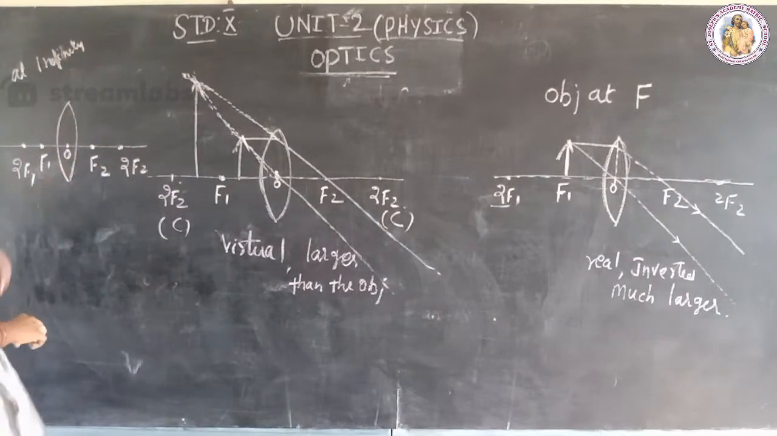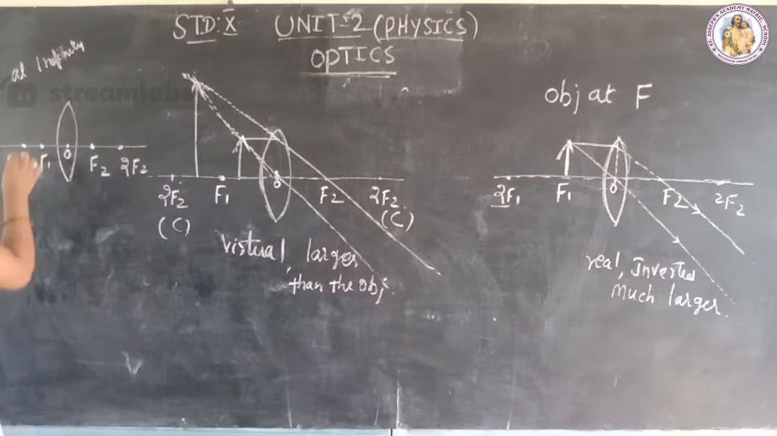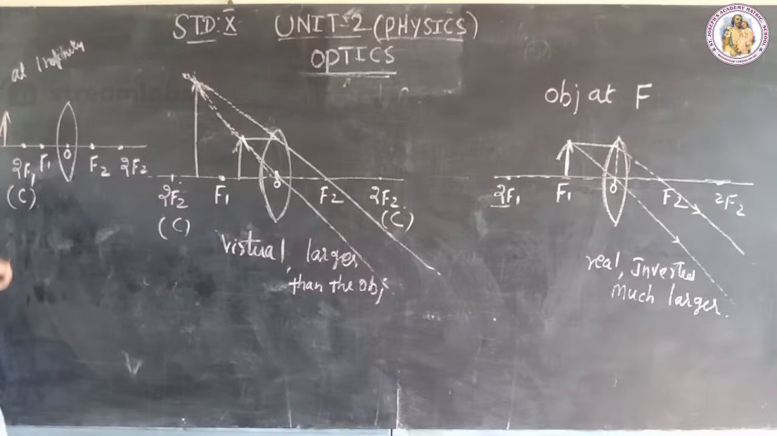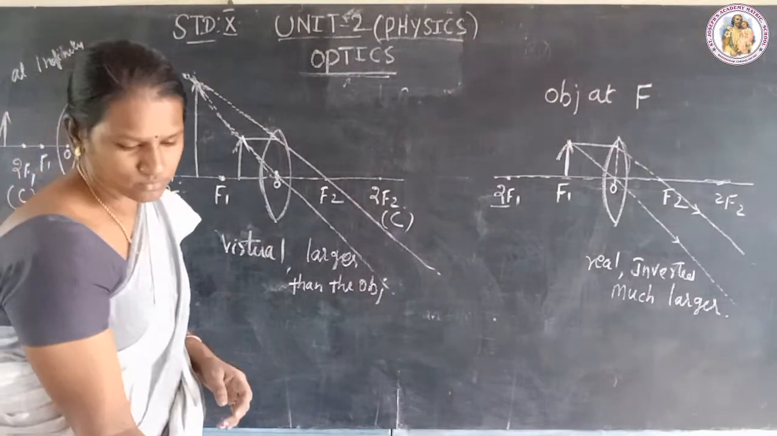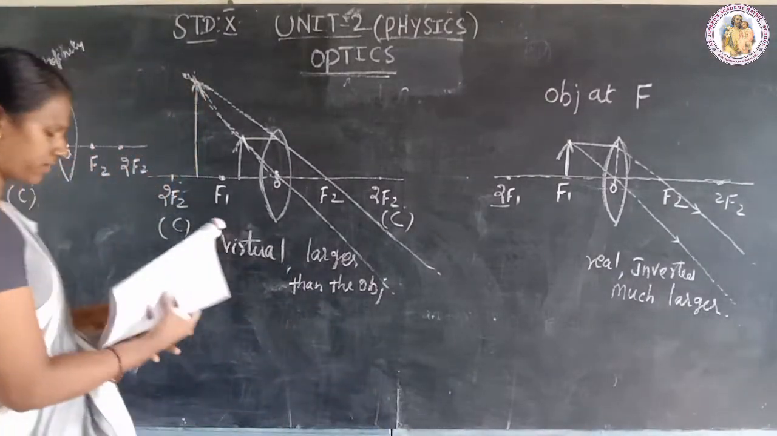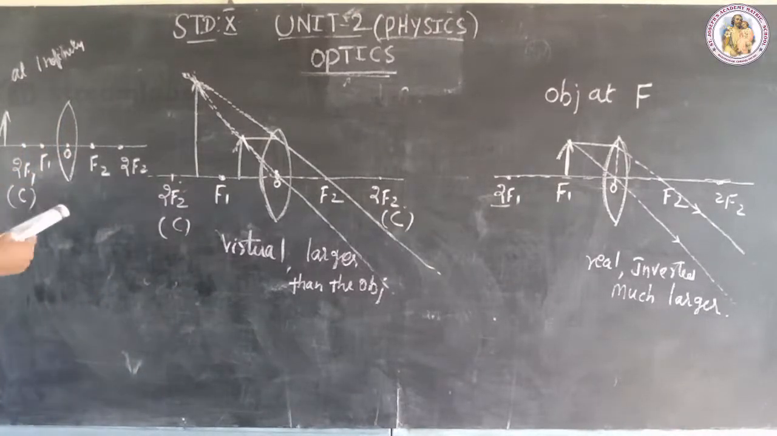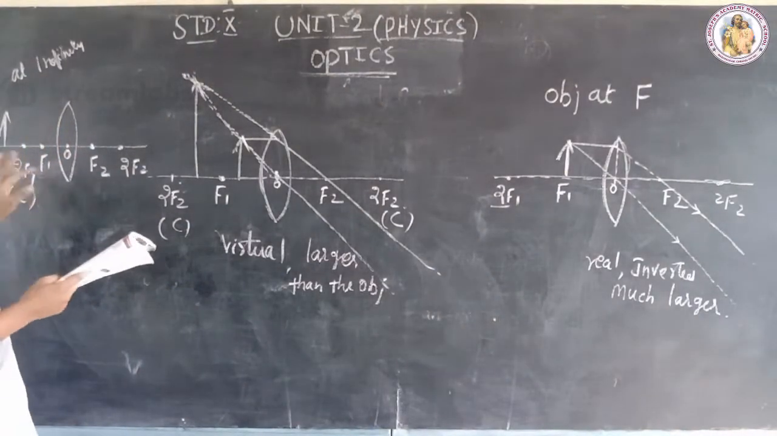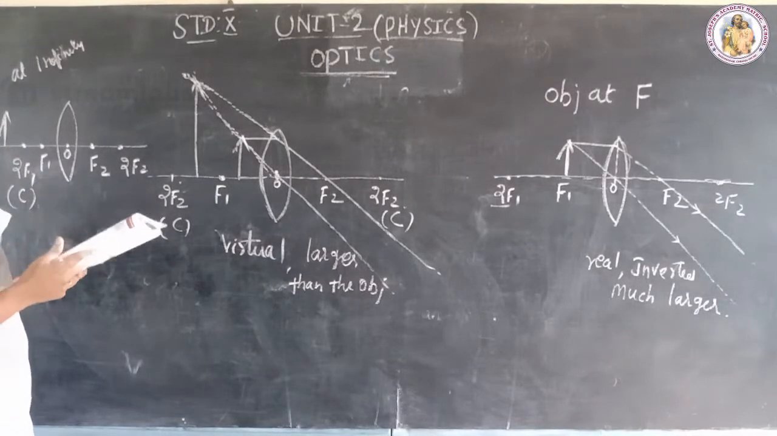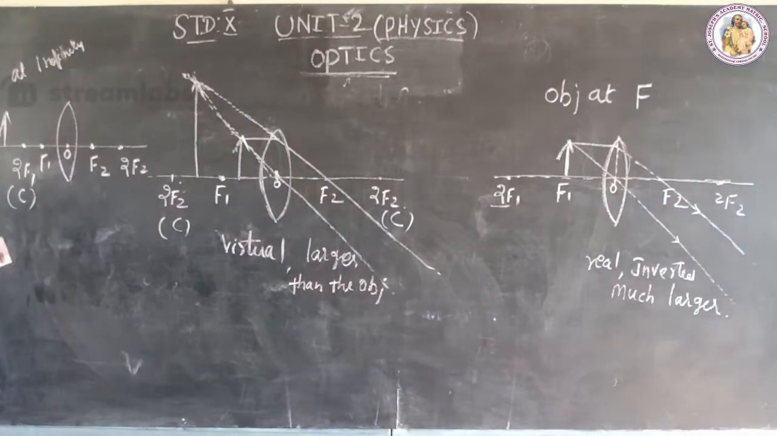But what about the size of the image? It is diminished. The next case, where I kept the object beyond 2F, that means beyond the center of curvature. What type of image did we get? The real and inverted image is formed in this case. And the size of the image is smaller than the object.